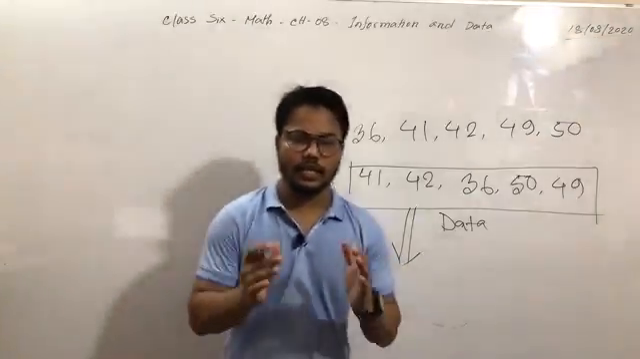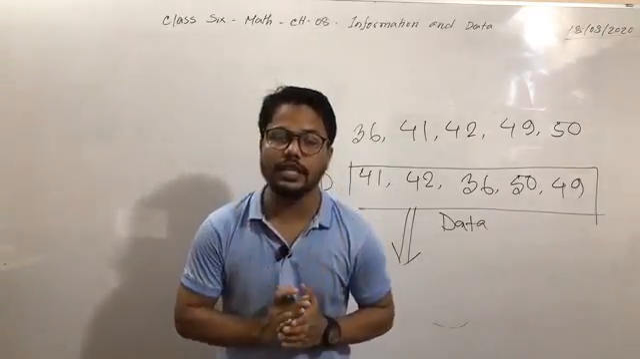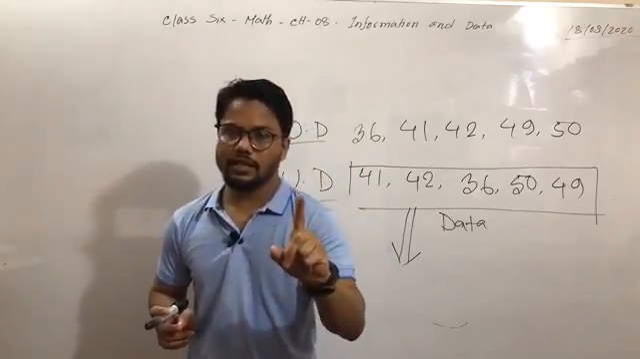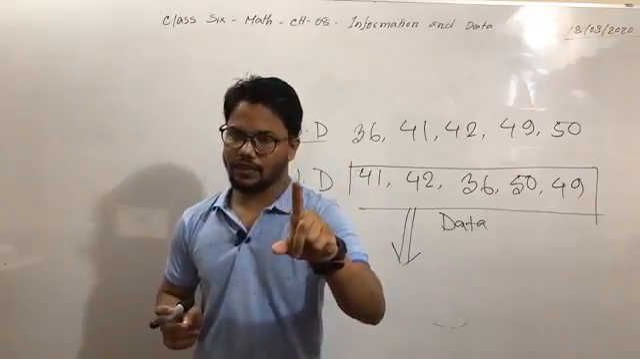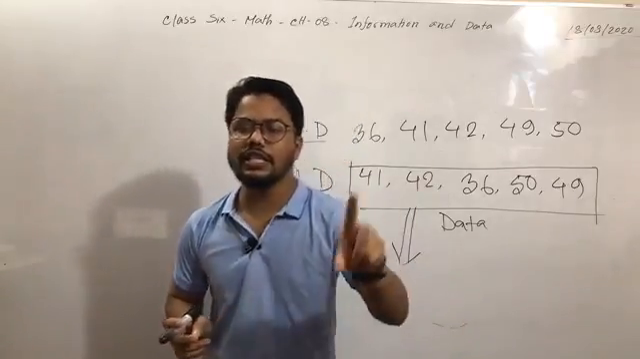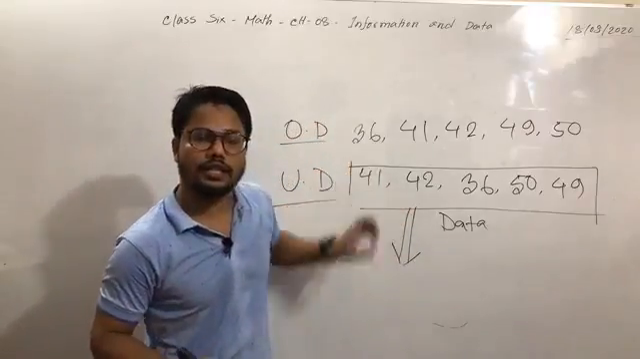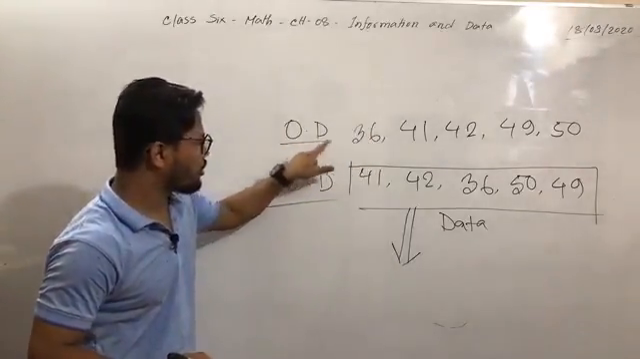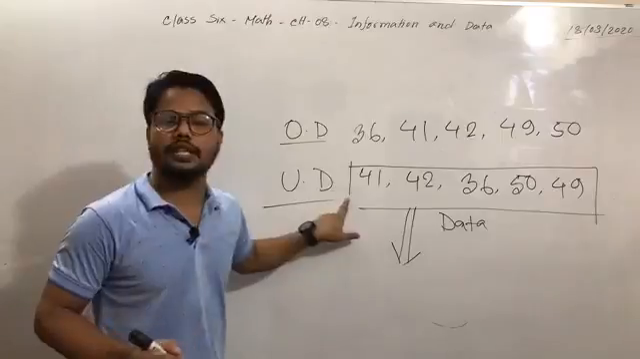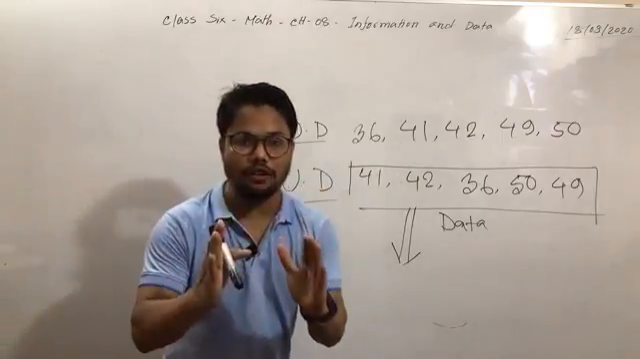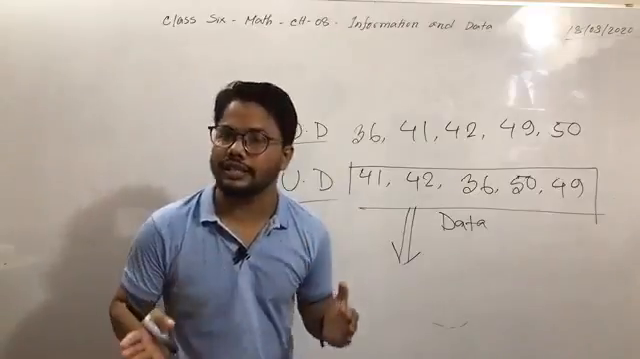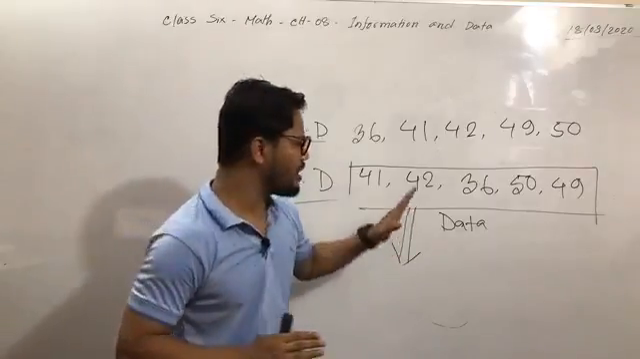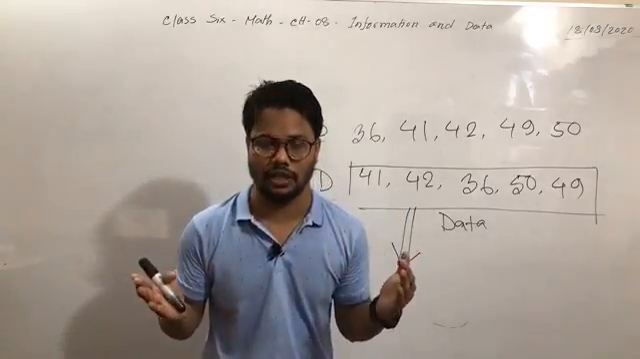So my dear students, I think this information is clear to you. There are two types of data here. First of all, primary data or direct data, and secondary data or indirect data. After collecting the data, you will get another two parts: organized data and unorganized data. Organized data is in ascending order. It may be ascending order or descending order. But unorganized data is simply collected numbers. It may not be arranged in ascending or descending order.